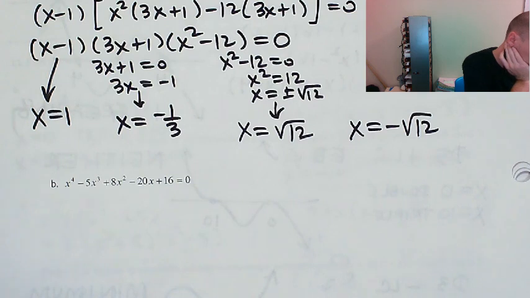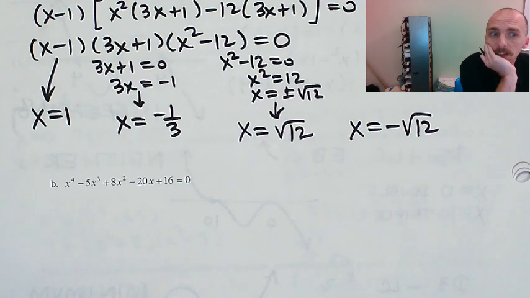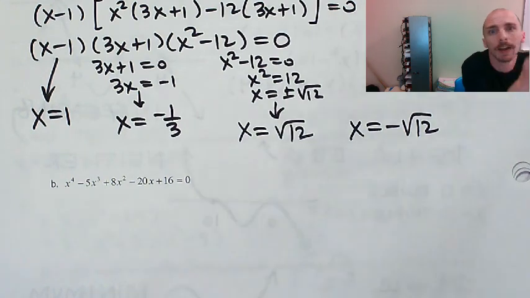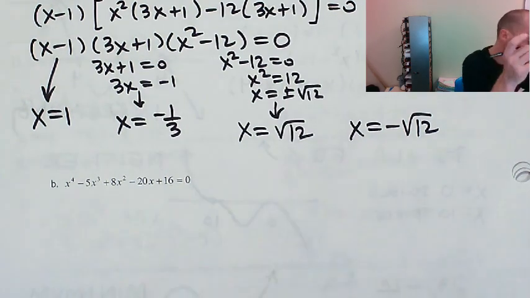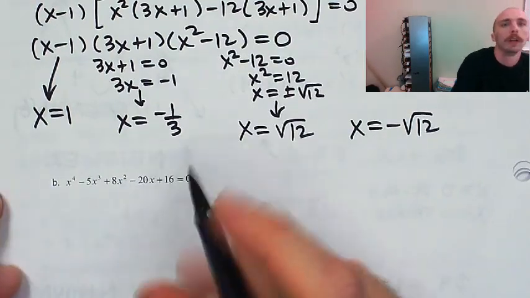1x to the 4 minus 5x to the 3. Let's add the coefficients, see how it's going to go. 1 minus 5 is negative 4. Negative 4 plus 8 would be positive 4. 4 plus 16 is 20. 20 minus 20, okay, I'm seeing this is going to be 0. 1 will be a root.